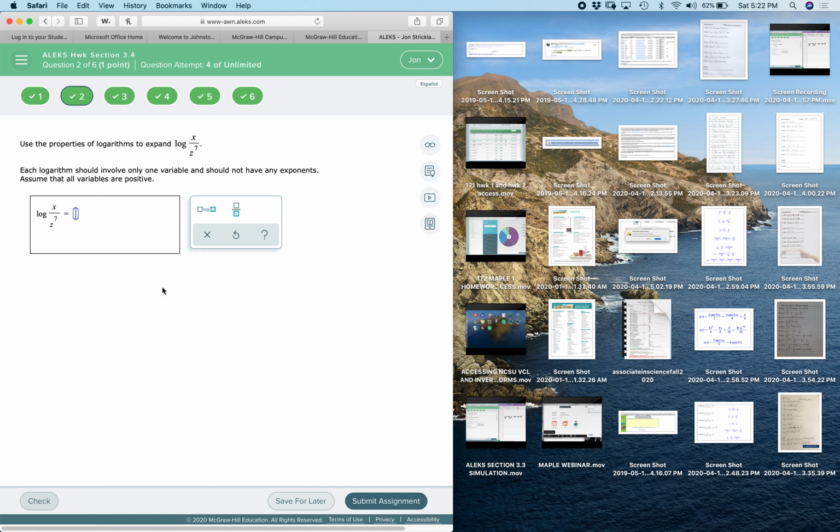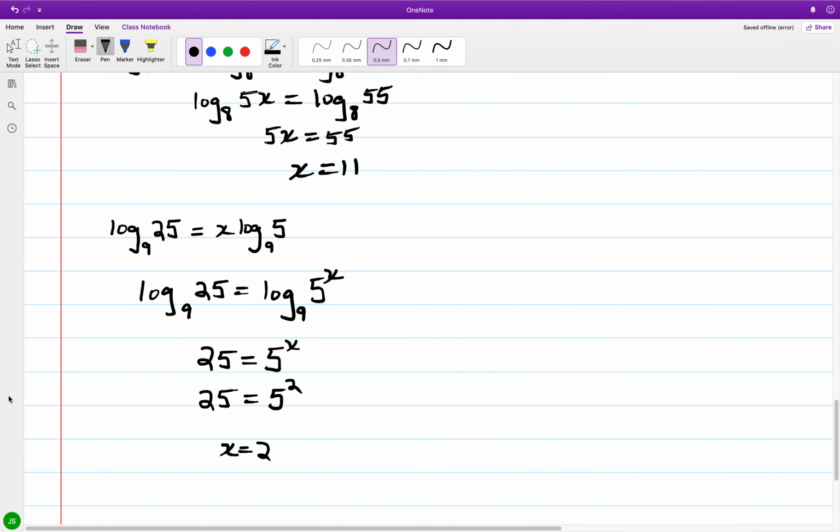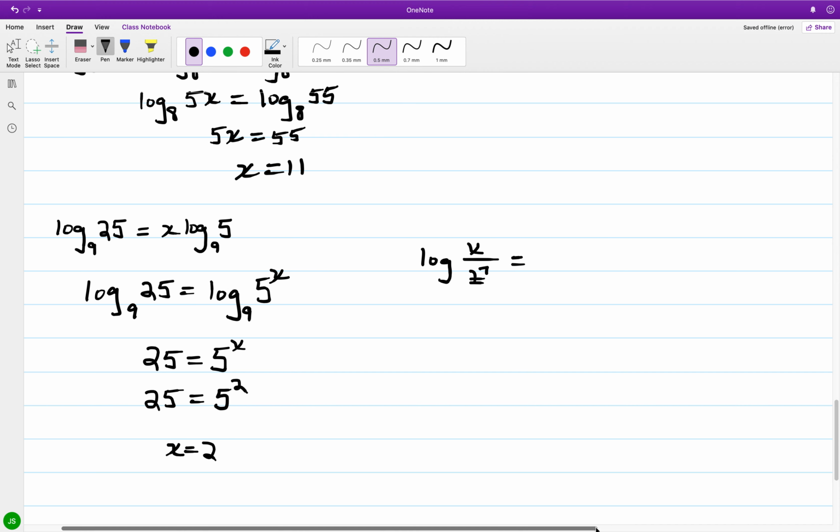For number 2, it says to use the properties of logarithms to expand the logarithm of x over z to the 7th. You have a quotient, and anything at the top is going to correspond to a positive logarithmic term. So we have the logarithm of x, and with z to the 7th at the bottom, minus the logarithm of z to the 7th.